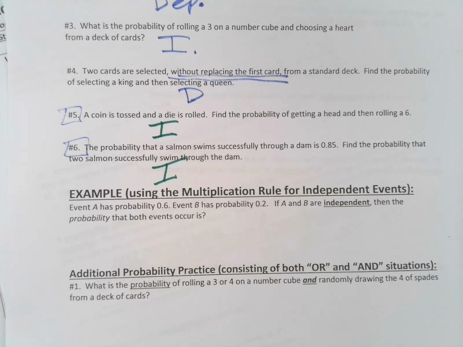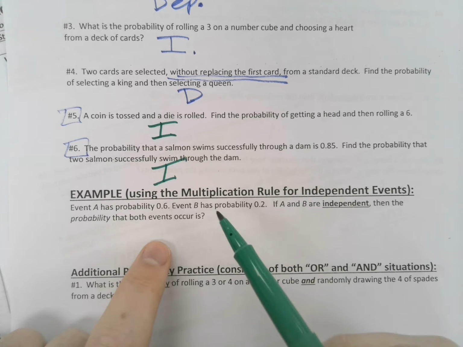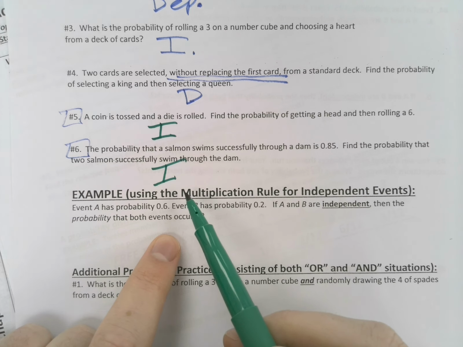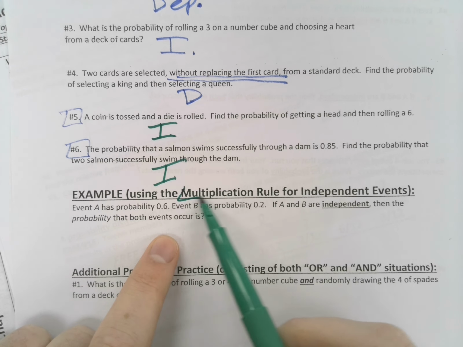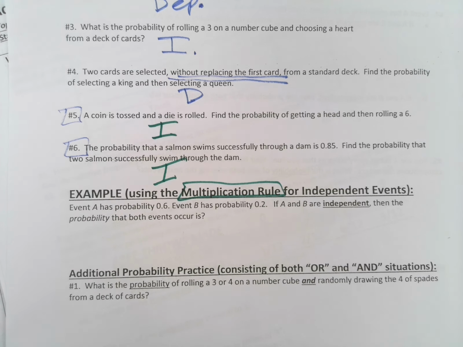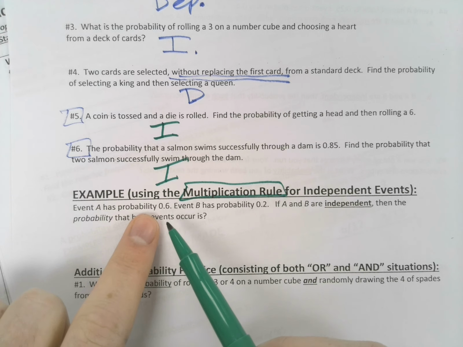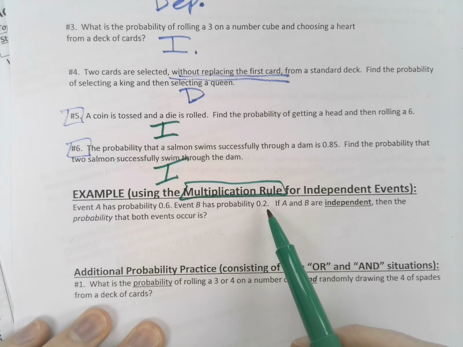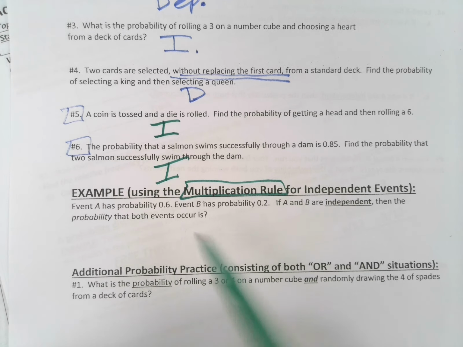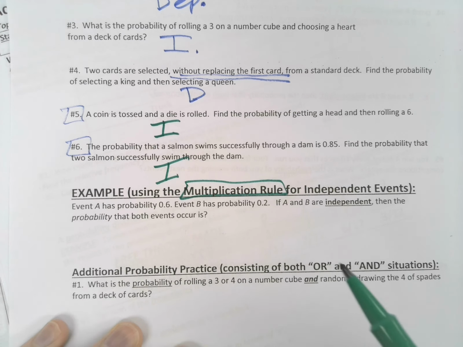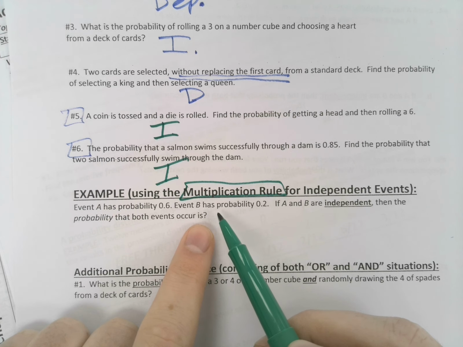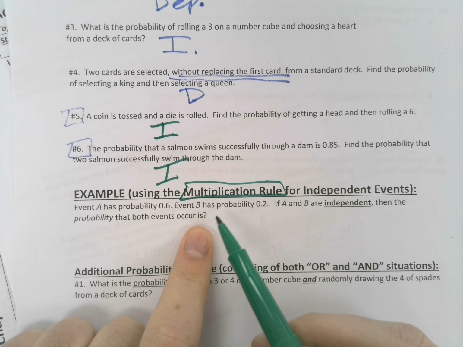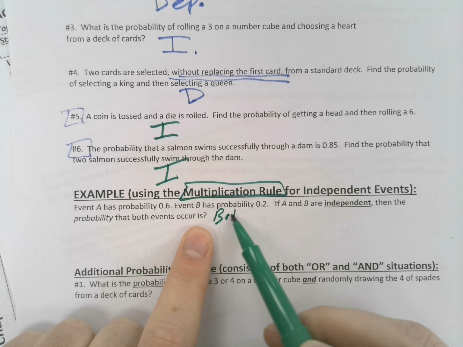All right, and now let's talk about the math side of things. So with independence, if 2 events are happening independent of each other, we use the multiplication rule to say they're both happening simultaneously. So for example, event A has a probability of 0.6. Event B has a probability of 0.2. If A and B are independent, what's the probability that both events occur? Now guys, if these 2 events are occurring at the same time, will that help or hurt our odds? If we're trying to say what are the chances that both happen?